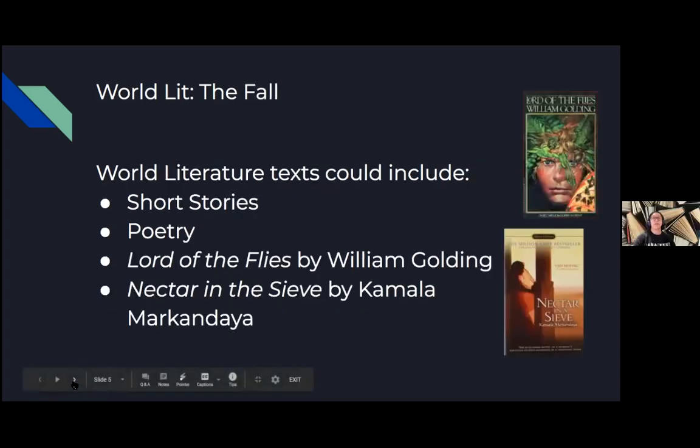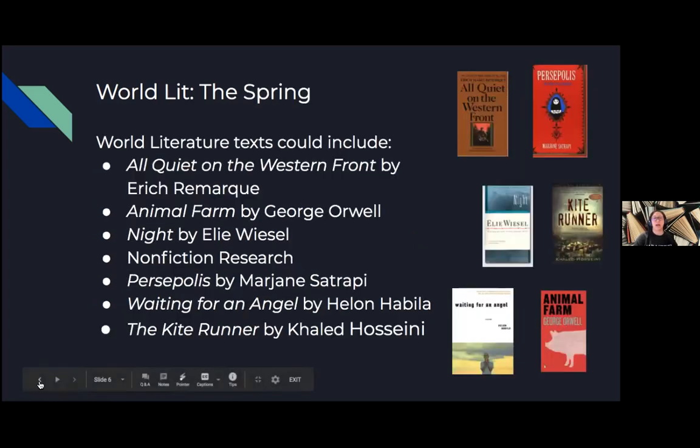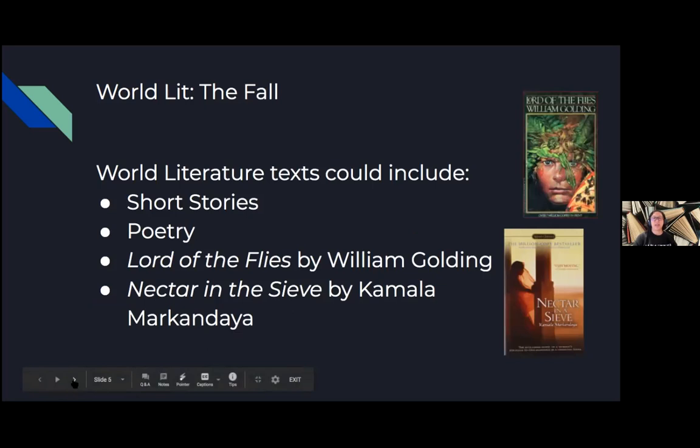In the fall, as Ms. Borelli said, we're going to be taking a look at the human condition. So some of the things that we'll be reading could include short stories, poetry, Lord of the Flies by William Golding, which is about a group of boys that get marooned on an island and have to figure out their way, and Nectar in a Sieve by Kamala Markandeya, which is about a peasant woman in India at the turn of industrialization.